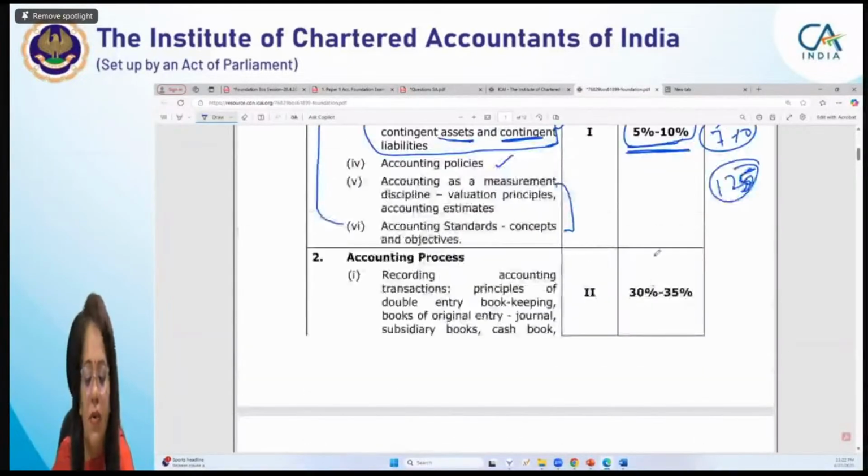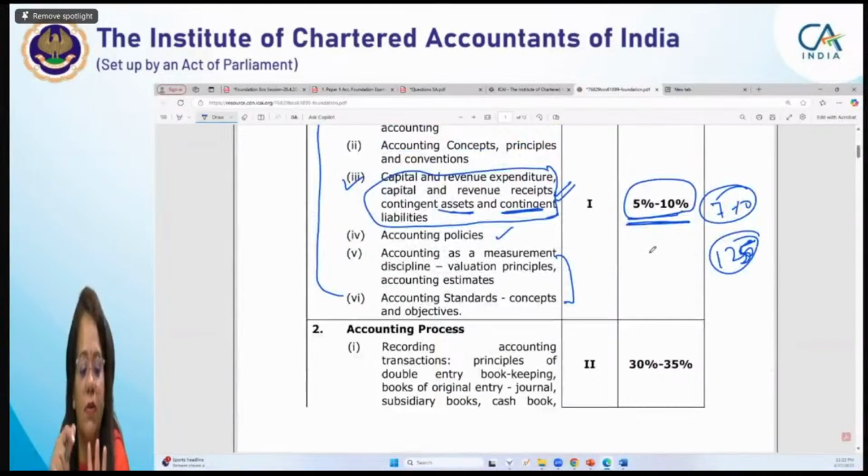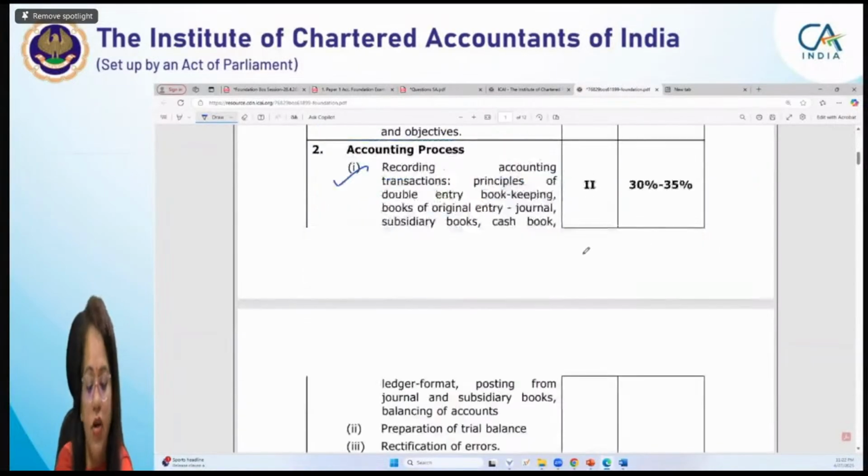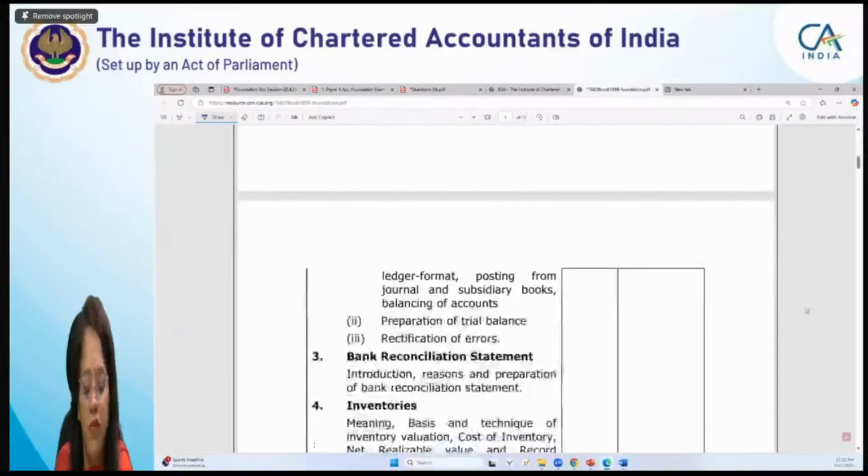Second section comprises 5 chapters: chapter 2, 3, 4, 5, and 6. Chapter 2 is the accounting process, where I've already told you, usually we receive a small question on cash books, subsidiary books, maybe a 4 mark question on subsidiary books. Then, as we can see from the previous papers also, we receive questions on rectification of errors.